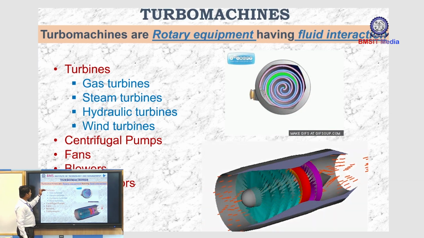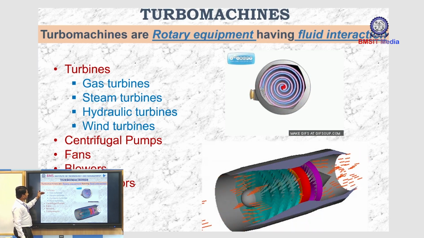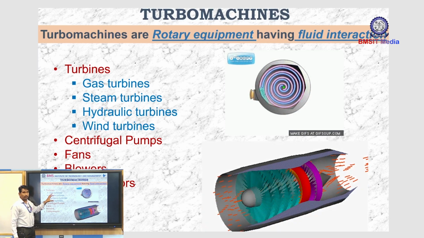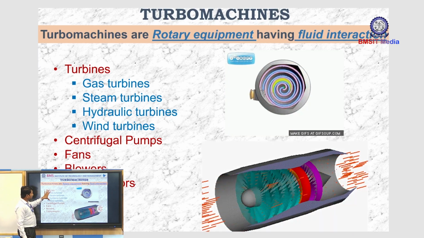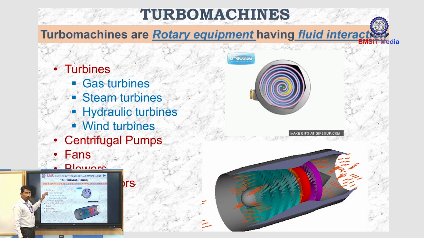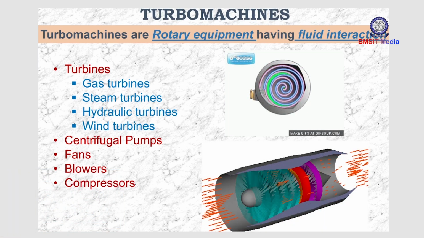Depending on the working fluid, we classify these as gas turbine, steam turbine or hydraulic turbine. All these are categorized as power generating machines. All these are categorized as power absorbing machines. We will see that in detail in the further slides.